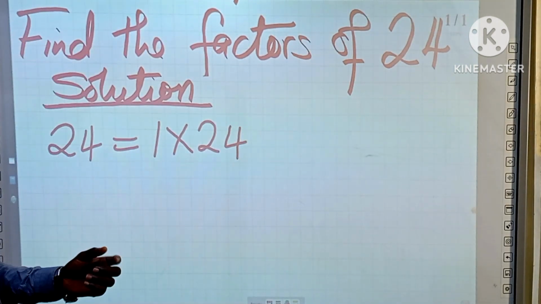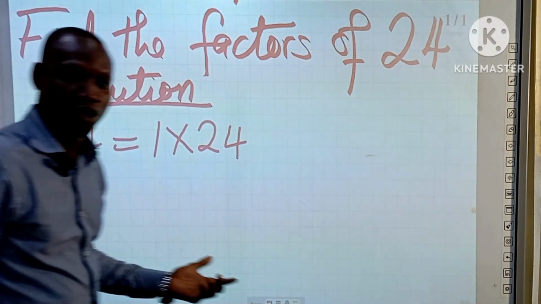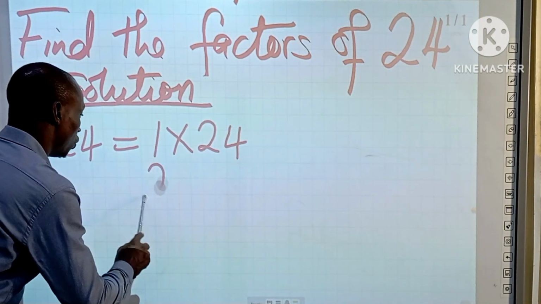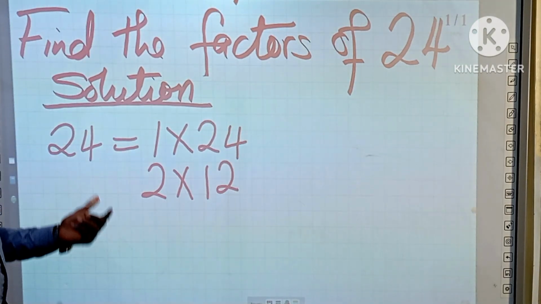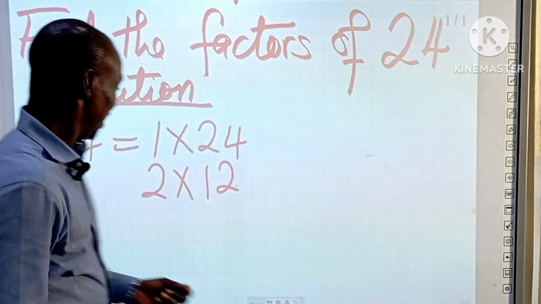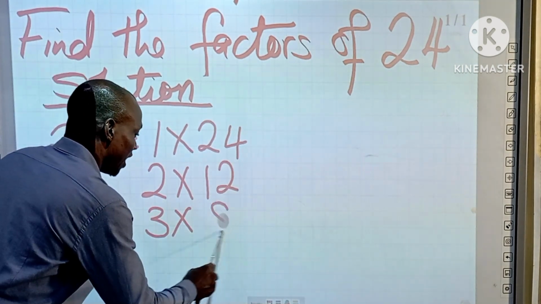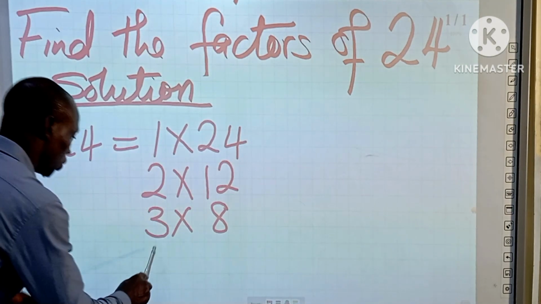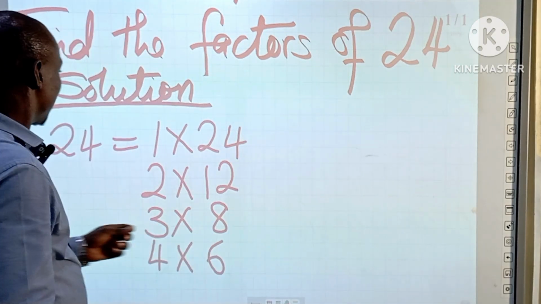The next thing I'm going to check is if 2 can divide 24. Yes. If you know your multiplication table, you agree with me that 24 can be divided by 2. So 2 times what will I get? That is 12. Now we'll go further. Can 3 divide 24? Yes, that's easy. So 3 times what gives me 24? 8. Next, let's check if 4 can go. 4 can go. We'll say 4 times 6. That's easy peasy.